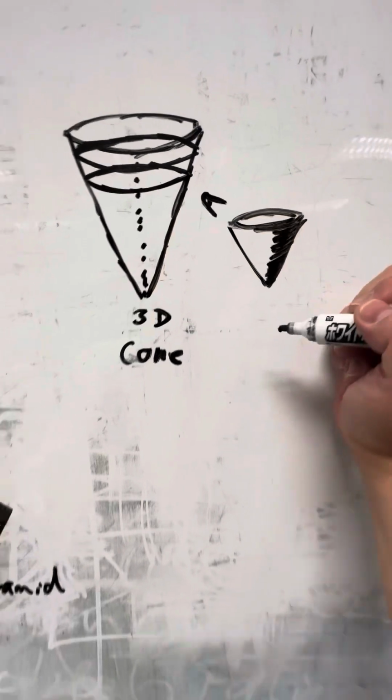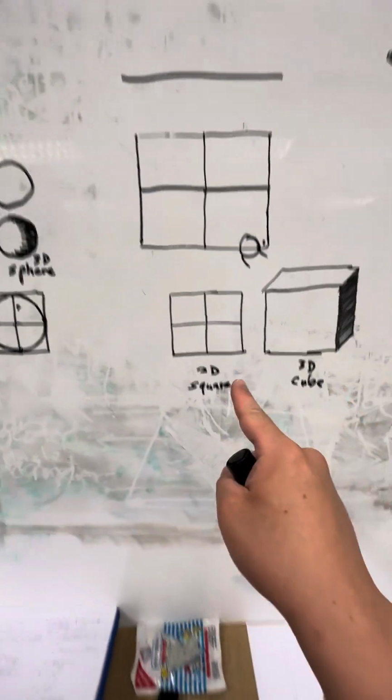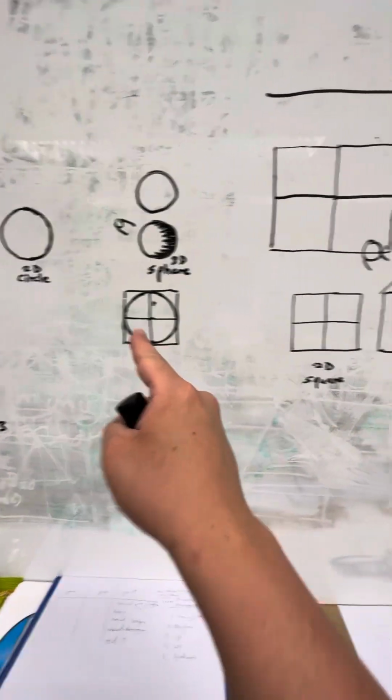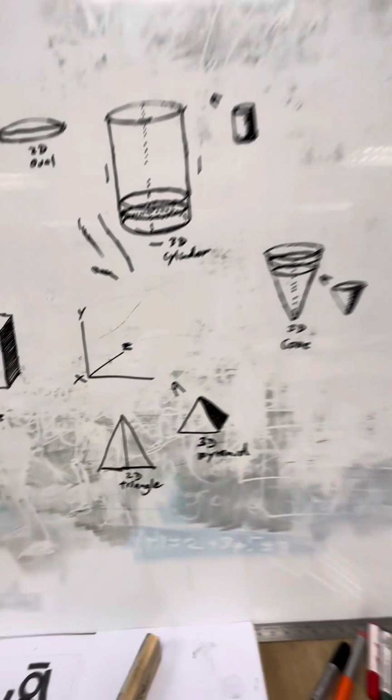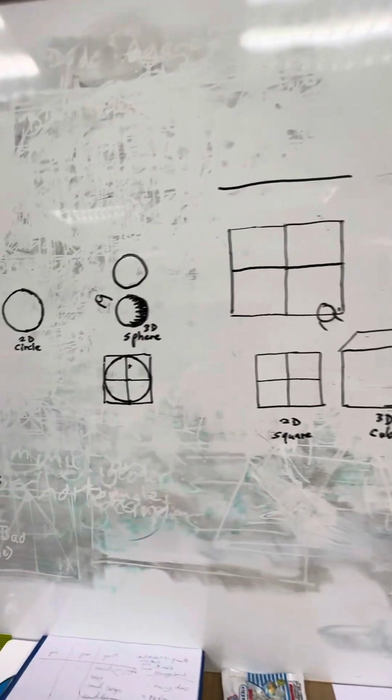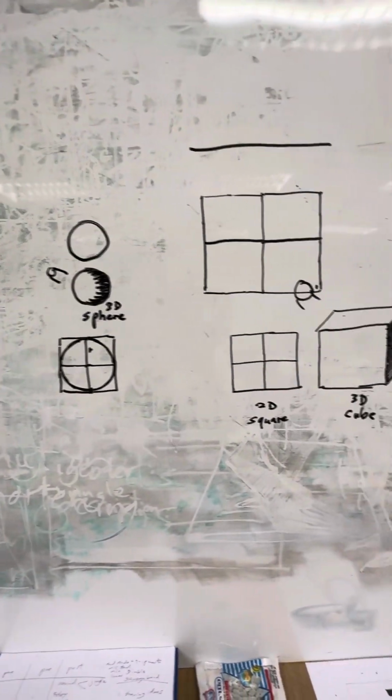Okay, all right. So we have, starting off with 1, 2, 3, 4, 5, the basic shapes that you will be finding in many drawings.